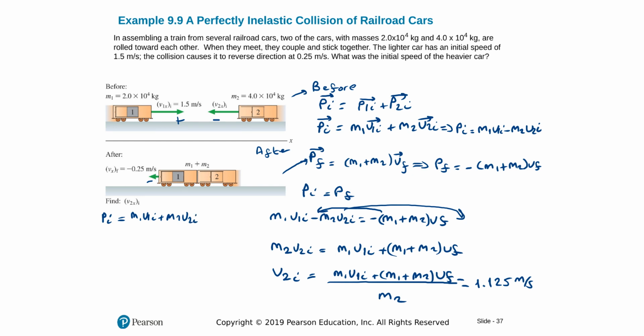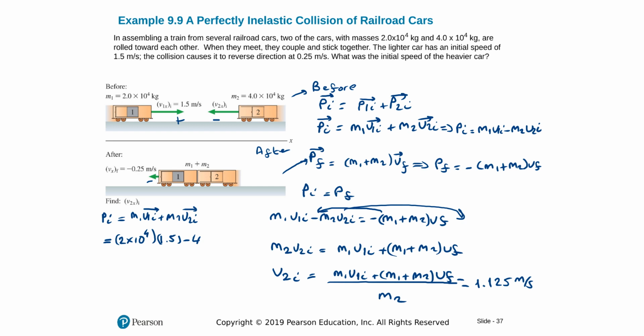You know this guy is negative. You put that in, you put in all the numbers. That's all fine. M1 is 2 times 10 to 4. You guys don't put in any units. You don't have to. Keep SI units and the result will come out right.